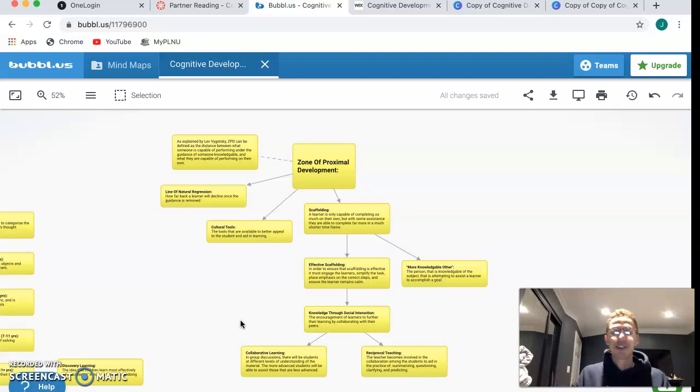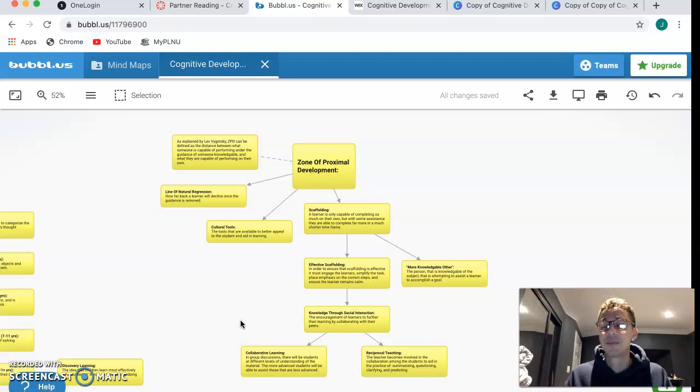Okay, so the zone of proximal development. Right. It was developed by another great psychologist, Mr. Lev Vygotsky. The zone of proximal development, or ZPD for short, he defined as the distance between what someone is capable of performing under the guidance of someone knowledgeable and what they are capable of performing on their own. So in layman's terms, I'll give you guys an example to explain it better.